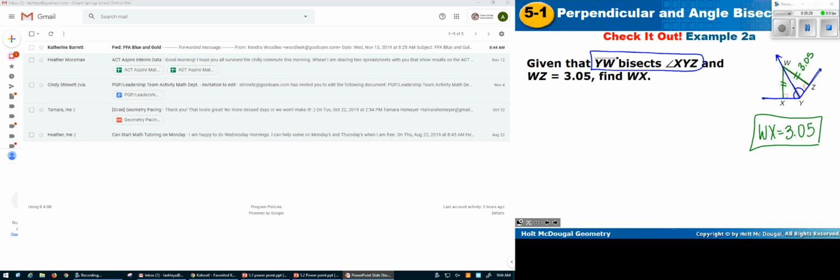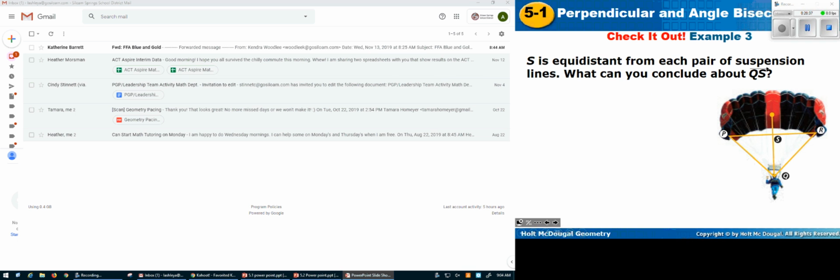Okay? Any questions there? Okay, the next one's a little bit more challenging in that you need to understand some vocabulary in the problem, but other than that, it's not hard either. It says S is equidistant from each pair of suspension lines. So you need to know what are suspension lines. When you look at the picture here, what are the suspension lines? The lines coming from the parachute, PQ, RQ, or SQ, right? All of those lines that are coming down from the parachute.